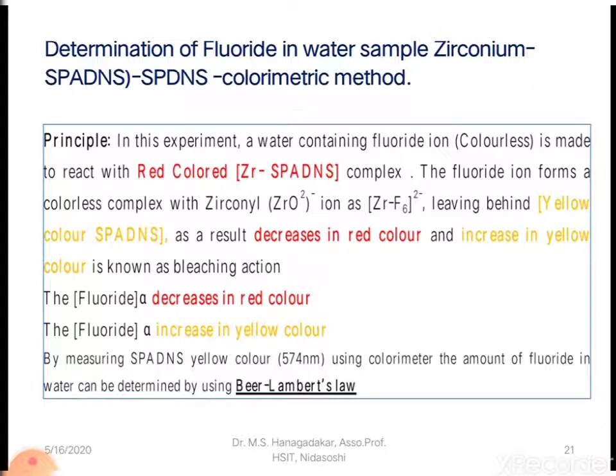So we use this SPADNS reagent in the analysis. For this SPADNS reagent, we have to select the 574 nanometer filter in the colorimeter or spectrophotometer to estimate fluoride ion in the water sample by using Beer-Lambert's law. About the Beer-Lambert's law concept, we'll discuss in the next module about instrumental analysis.